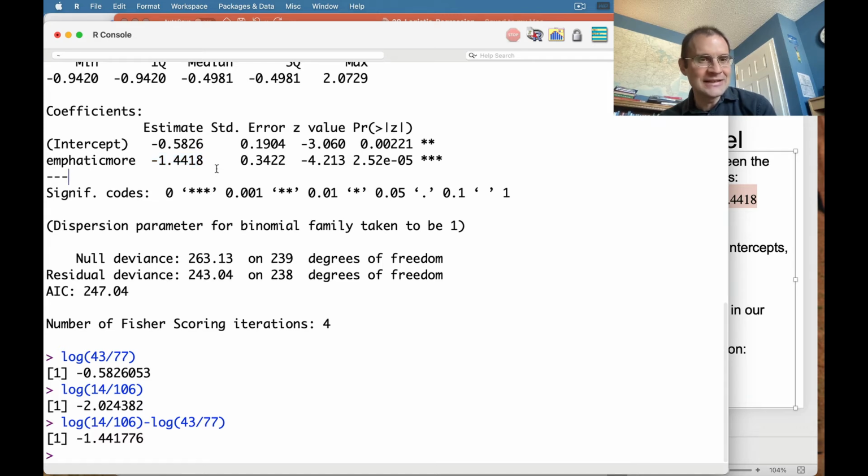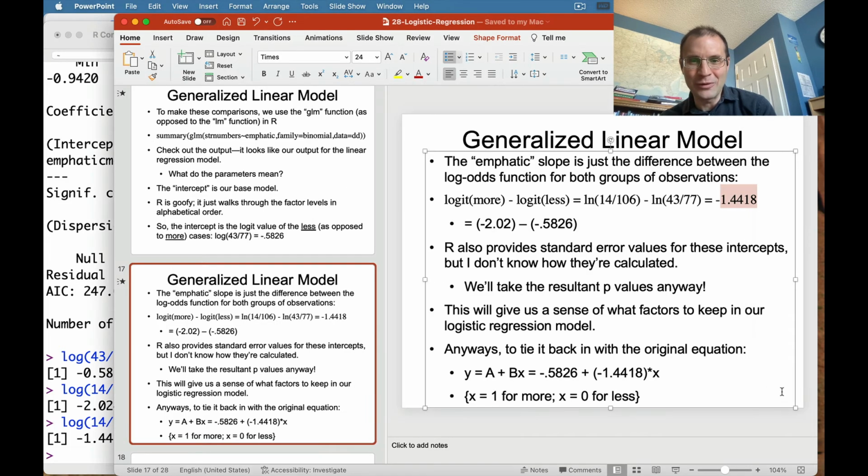And it's that easy to calculate. The rest of this is more complicated, and I am not going to walk you through it.